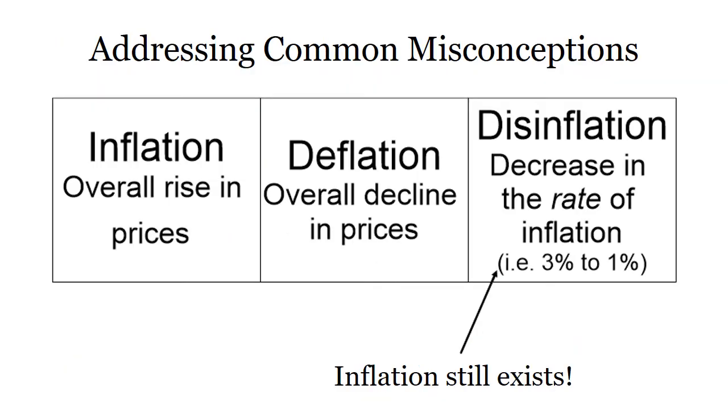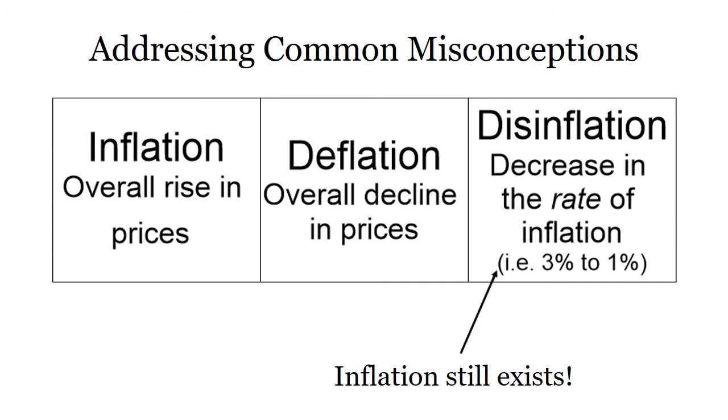So let's go ahead as we finish Module 14 and look at the 3 types of price changes, because they can be often confusing for people. Inflation is very simple. Inflation is when the overall price level goes up. Deflation is when the overall price level goes down. Disinflation can be confusing. Disinflation is slowing down the rate of inflation.